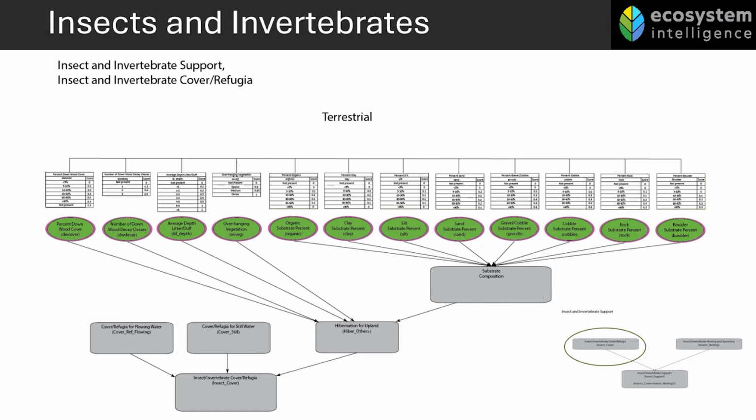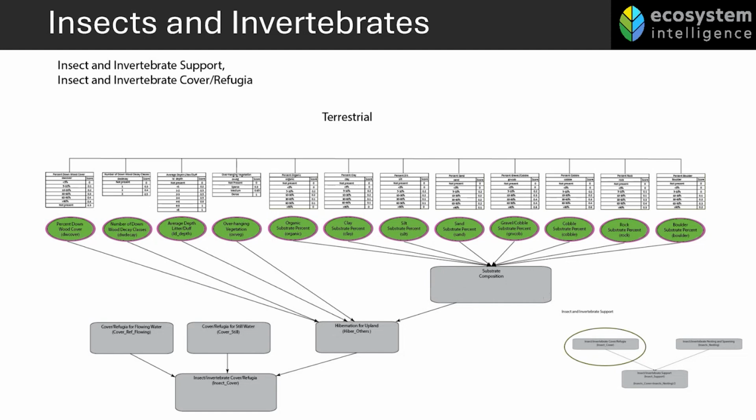You can see that in the green nodes, we have percent downwood cover. We have number of downwood decay classes, which are both really significant components of the overall insect invertebrate model. We have average depth of litter and duff, also very significant, and then overhanging vegetation, looking at the general veg cover. And then as we continue moving across from left to right, we've got the different substrate components. And so we've got organics, we've got clay, silt, sand, gravel, cobble, rock, and boulder. And each of those contribute differently to the overall substrate composition component of this model based on those scoring curves that were used to derive the scoring tables up above.